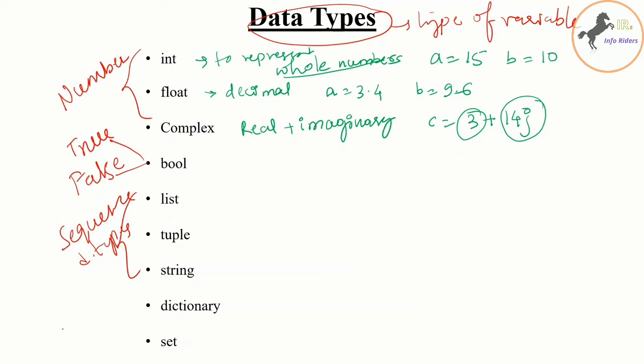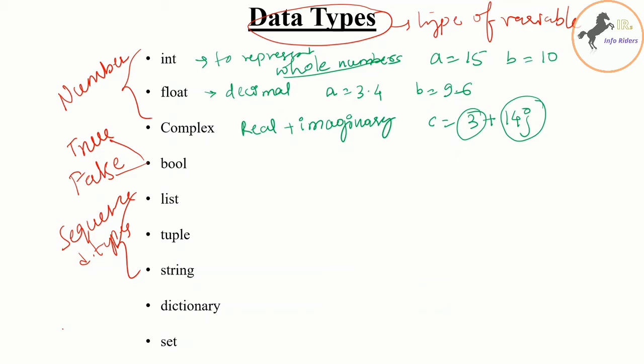Now let's come to the bool data type. This data type gives us only either a true value or a false value. If the condition is true, then it will give the answer as true. If the condition is not true, then it gives the answer as false.